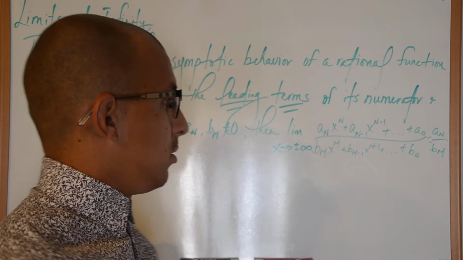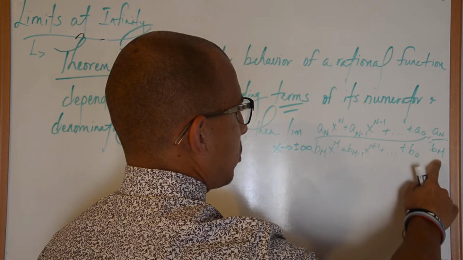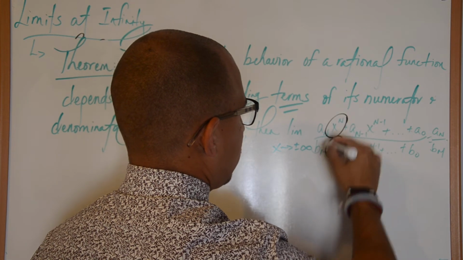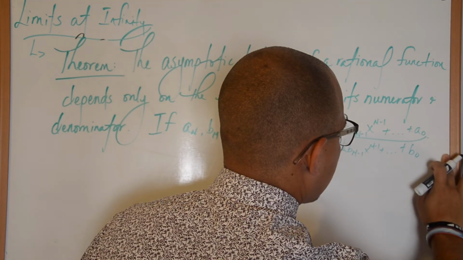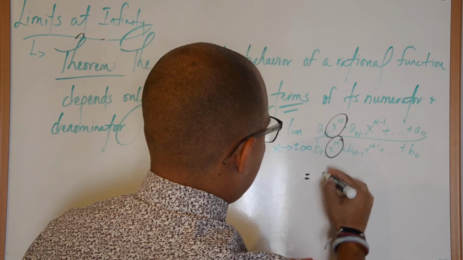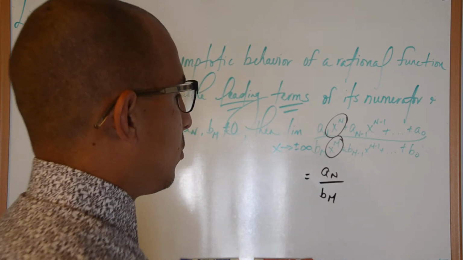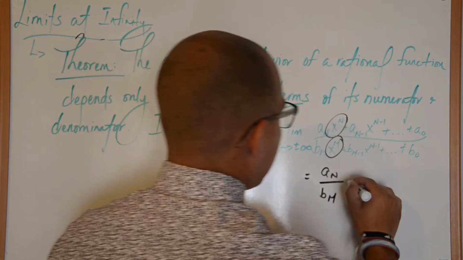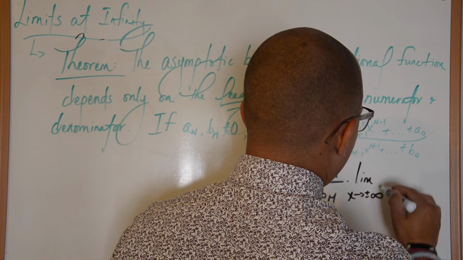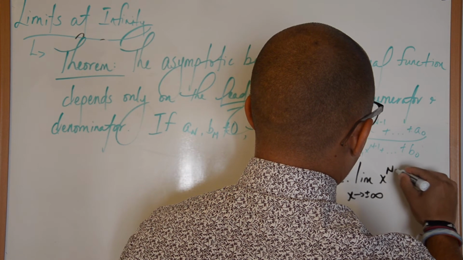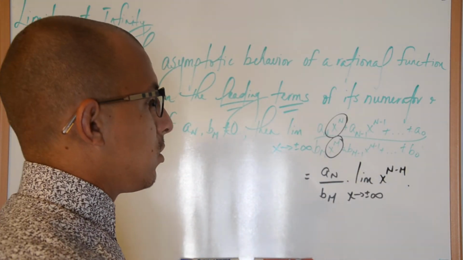But wait, how come we're just focusing on the coefficients? We can't forget these, right? They're variables that are attached. So we really have the ratio of the leading terms times the limit as x approaches positive or negative infinity of, or quotient rule for exponents, okay?